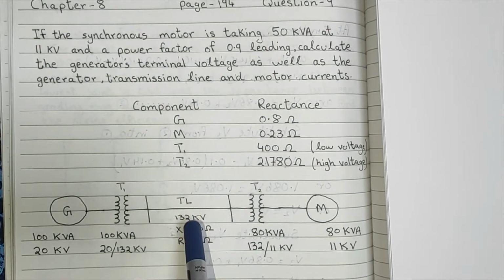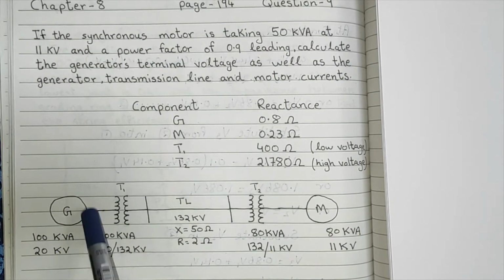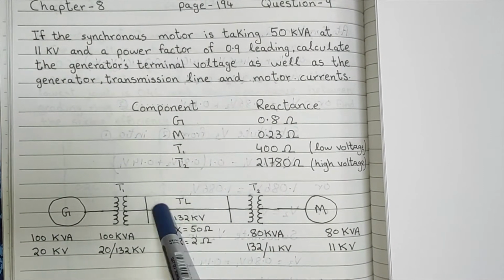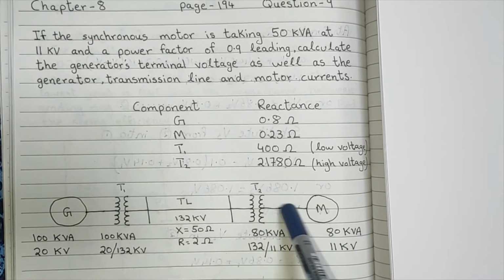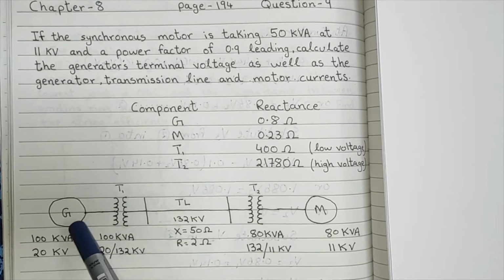So the question asks you to find the terminal voltage of the generator and the transmission line current over here, the motor current which is on this side, and the generator current.